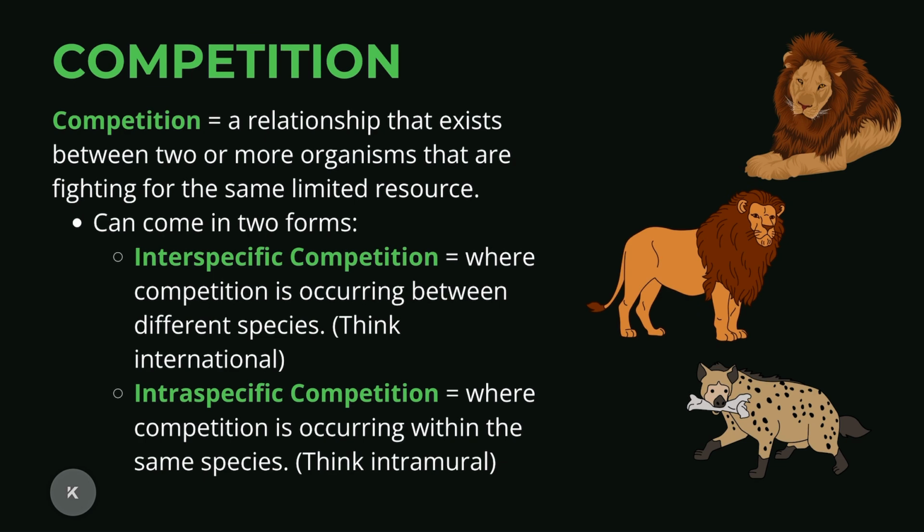I have some pictures over here of some examples. In this scenario, you have a lion pride and they've made a kill, and then you have hyenas that are coming in to try to steal the kill away from the lion pride. Which type of competition would that be? That would be interspecific competition between lions and hyenas because they are not the same species. However, if you had two different lion prides fighting for a specific territory, what type of competition would that be? That would be intraspecific because lions in this case are the same species.